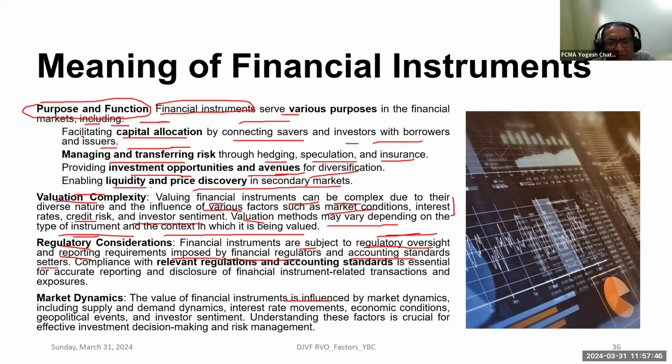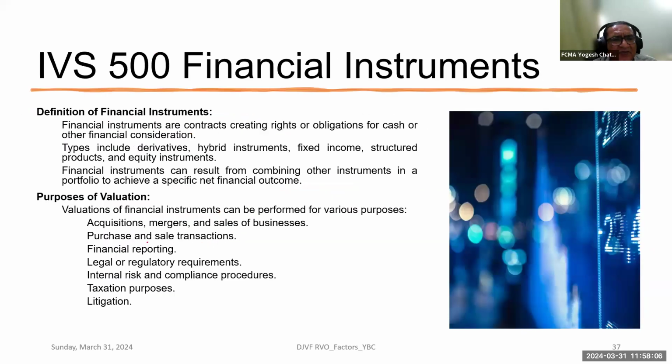So we have the MCA, which will provide us guidance on accounting standards. Compliance with the relevant regulation and accounting standards is essential for accurate reporting. So this is the precise meaning of financial instrument, and this is the guidance as per the IFRS 9.